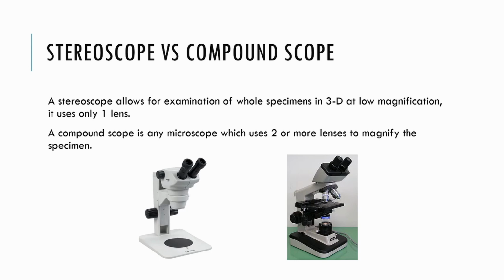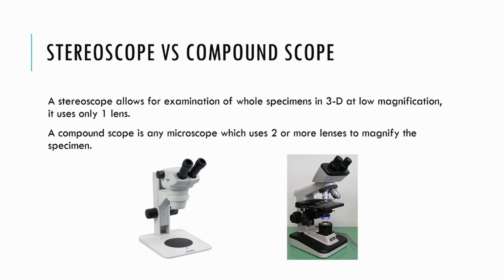The stereoscope, also called a dissecting scope, allows you to see an entire organism in 3D. It only uses one lens, which is why we call it a stereoscope. And this is only good for low magnification. So if you wanted to look at what a cricket's face looked like, the stereoscope would be a great tool. But let's say you want to see something smaller.